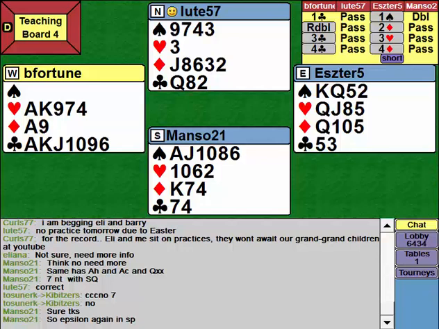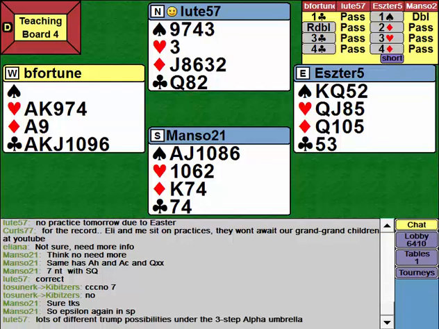Okay, so four clubs was a repeat epsilon. Four diamonds shows that the third round control they showed with three hearts was just a doubleton without the queen. Yeah, exactly. That's why.